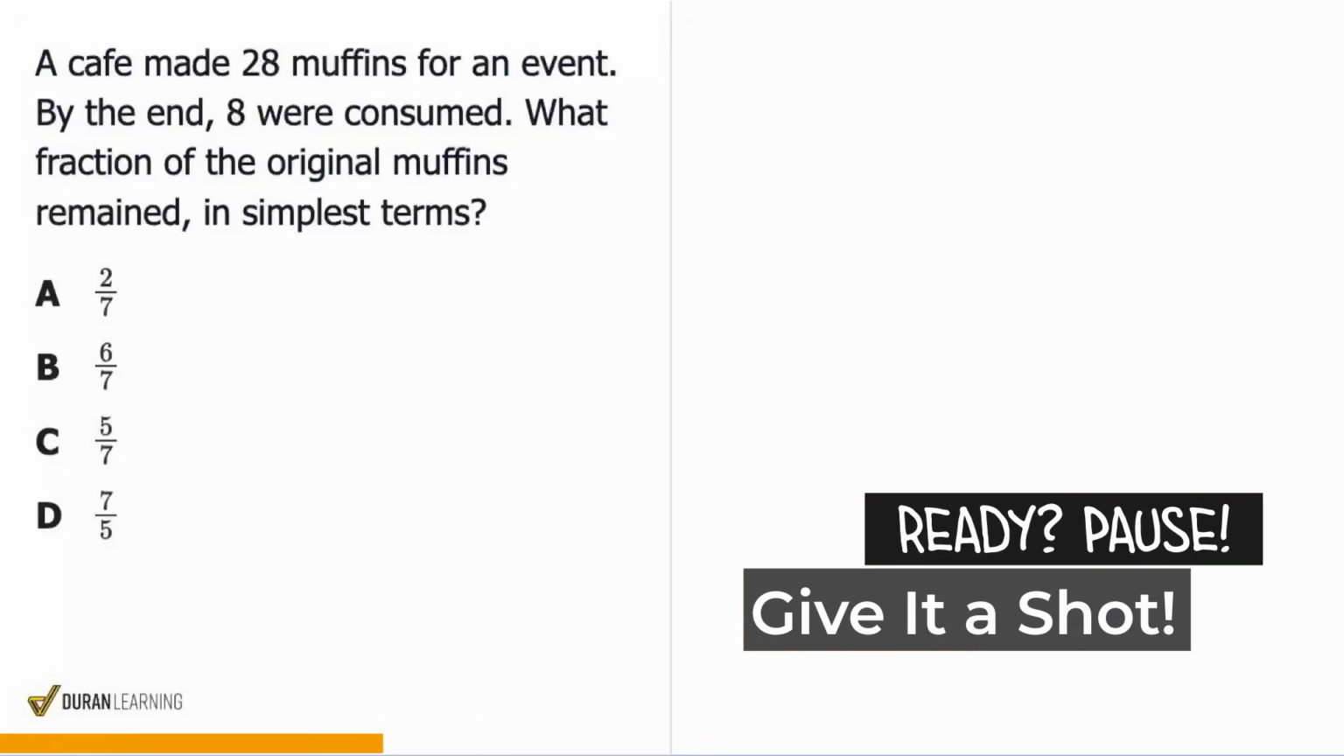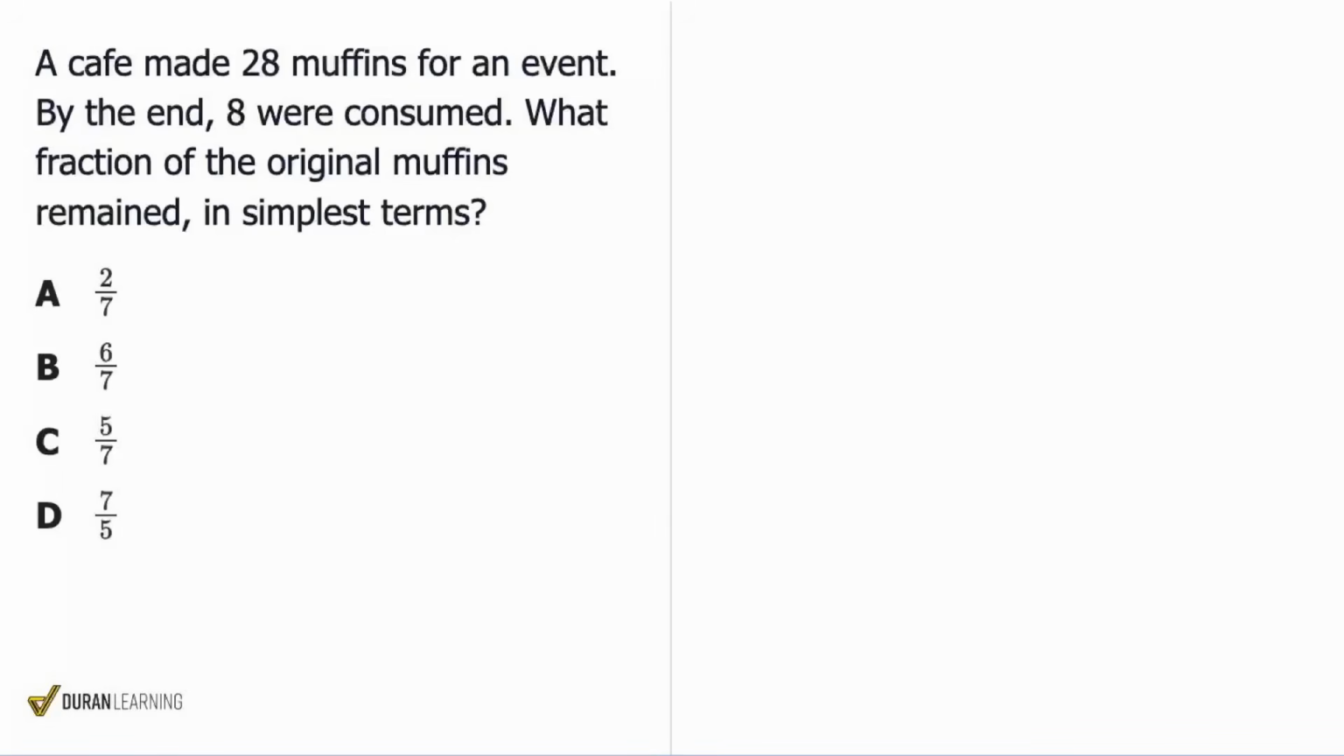And on to the next one. So the first thing we'll do is we're going to read the question sentence first. So let's get to business here. What fraction of the original muffins remained in simplest terms?